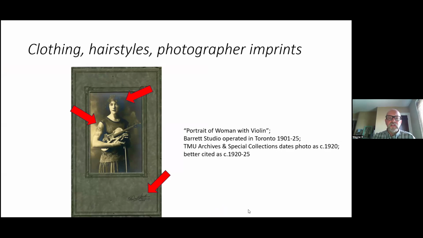So this is an image mounted within a cardboard frame held by the Toronto Metropolitan University Archives and Special Collections, simply called Portrait of Woman with Violin. We don't know who this woman is, but what do we know? Well, there is an imprint and it says Barrett Studio. And we know that Barrett operated in Toronto from 1901 to 1925. So right away, that gives us a good idea of when this image was made.